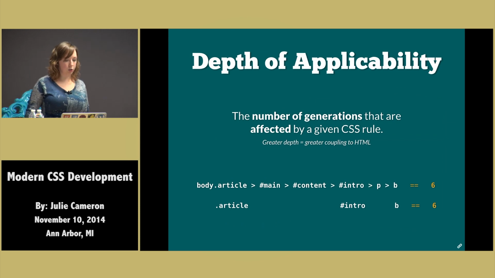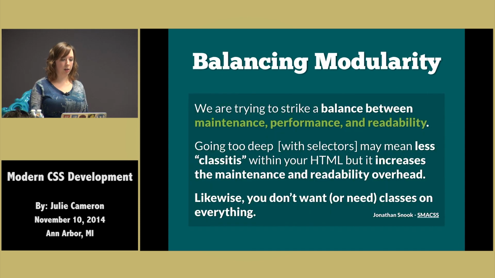So Snook describes SMACSS as a flexible guide to developing sites. If you read the book, sometimes his depth and his nested element selectors are okay, just like you saw before, where we had an anchor nested under our nav item. Sometimes that's okay. Sometimes you should use child classes. But he's got one quote that I think sums up this balancing act of modular CSS that we're working with. He says, we're trying to strike a balance between maintenance, performance, and readability.